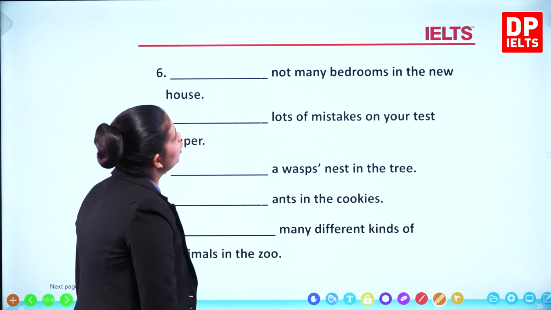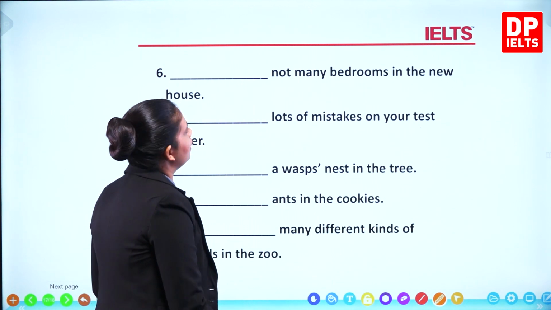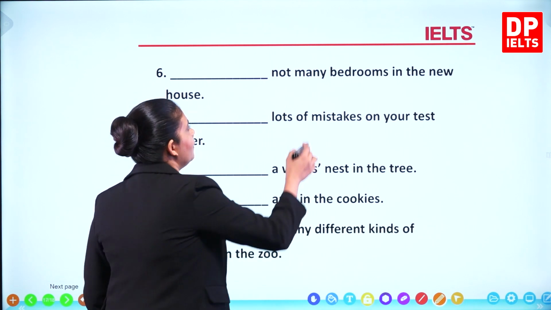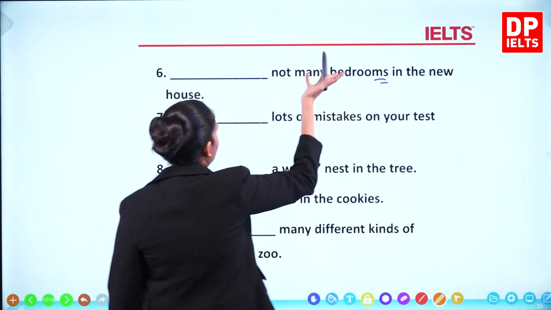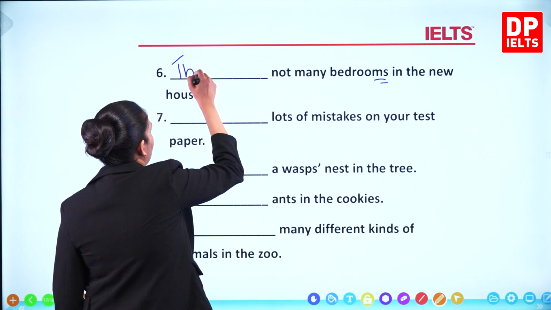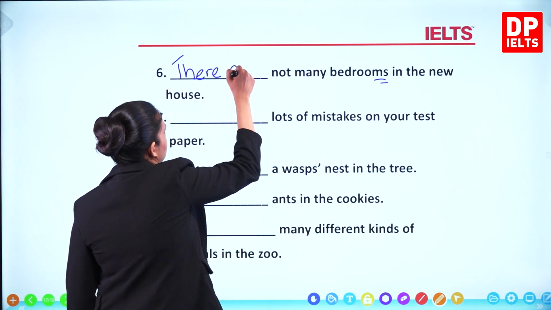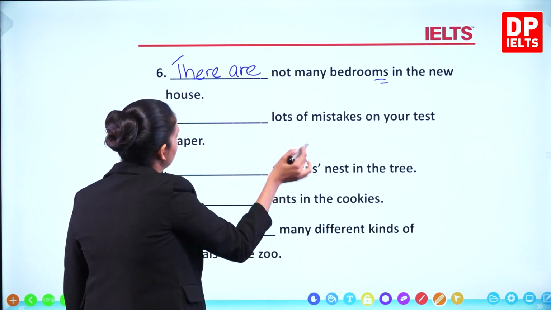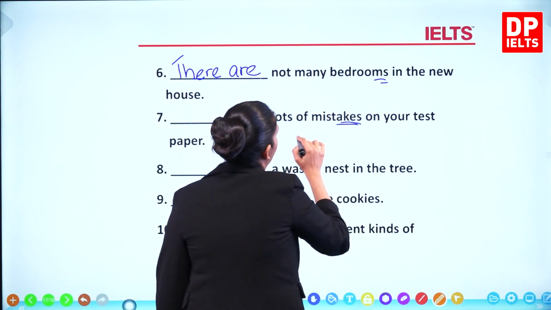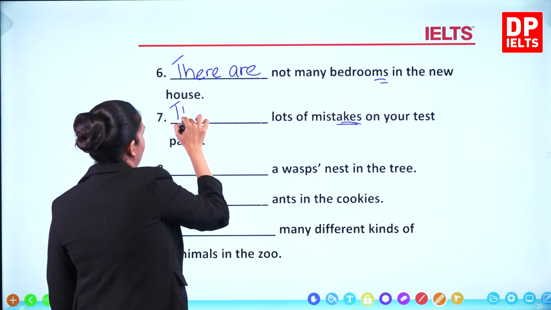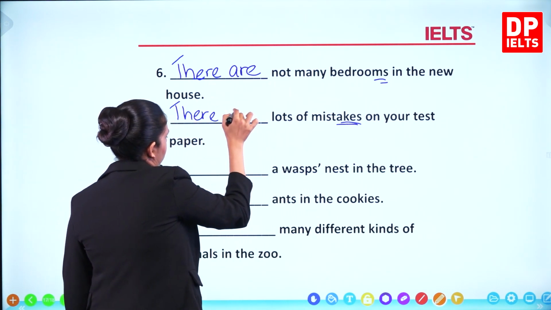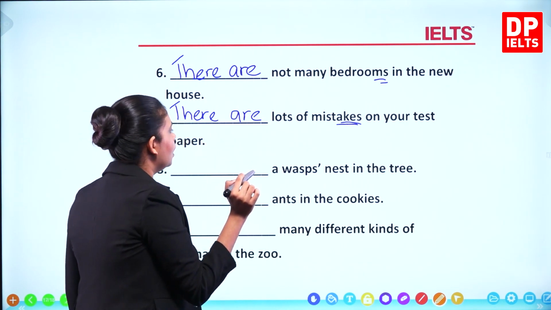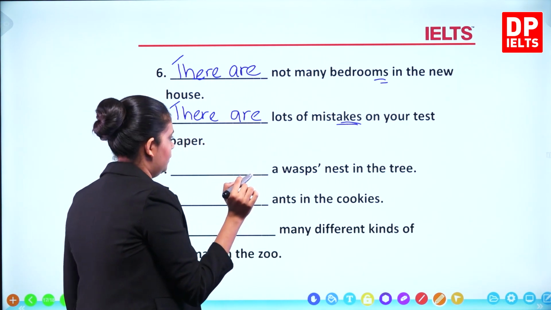Right? Not many bedrooms in the new house. Many bedrooms. එක නිදන කාමර නෙවෙයි ගොඩක්. Right? Many bedrooms. Not කියන්නේ නැහැ. So there are not many bedrooms in the house. Lots of mistakes. එකක් නෙවෙයි වැරදි ගොඩක්. So there are lots of mistakes.